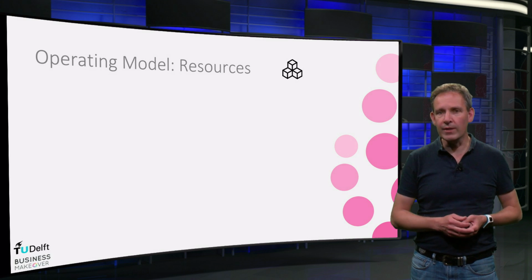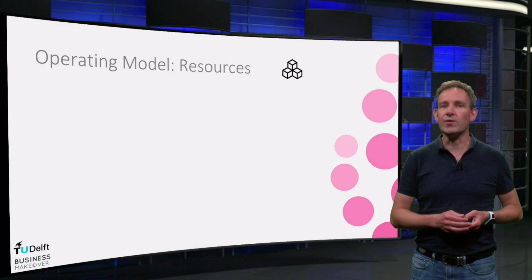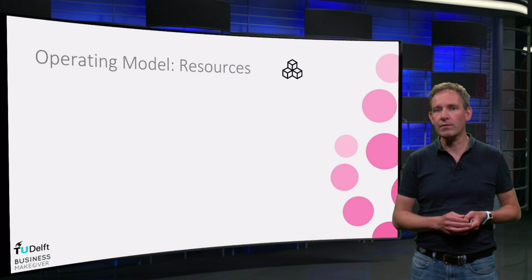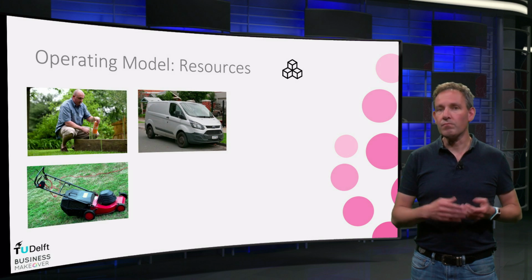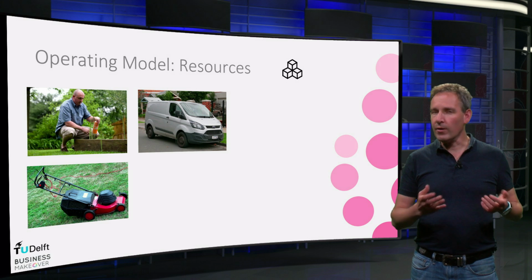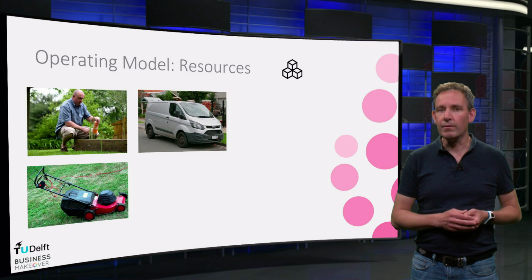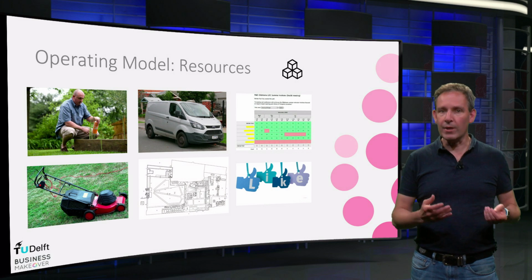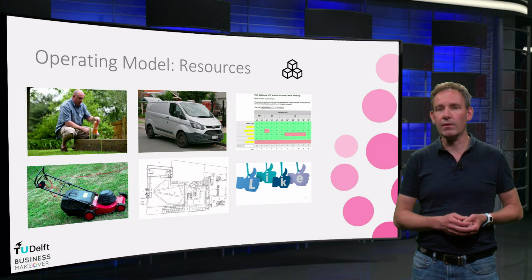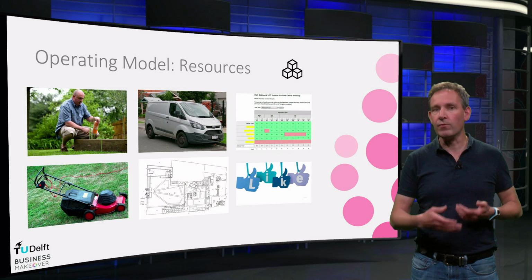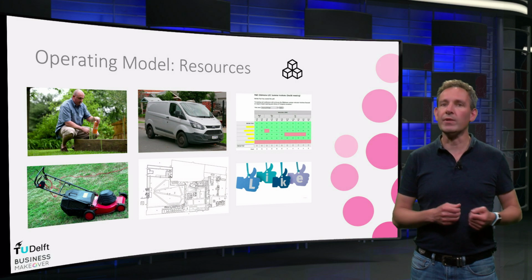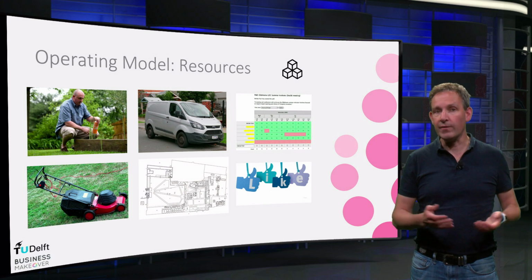Now, the second component considers the resources that you need to execute the processes. For our garden example, this could be personnel, garden equipment, and vehicles to transport equipment. Another type of resource is information. The information systems and applications needed to support the processes. For example, a computer program for garden design, or a planning tool for scheduling assignments and allocating resources, or a website or a Facebook page for marketing.